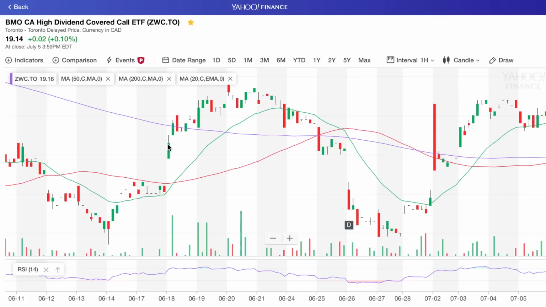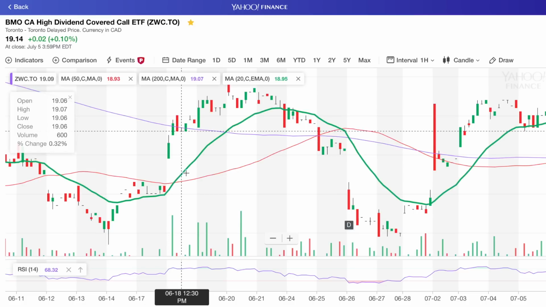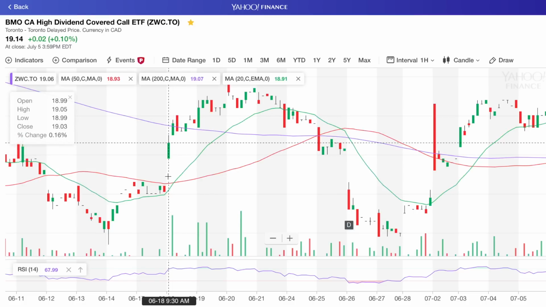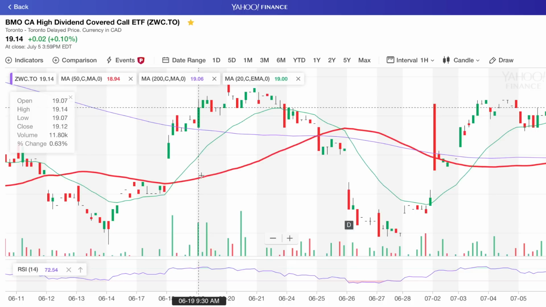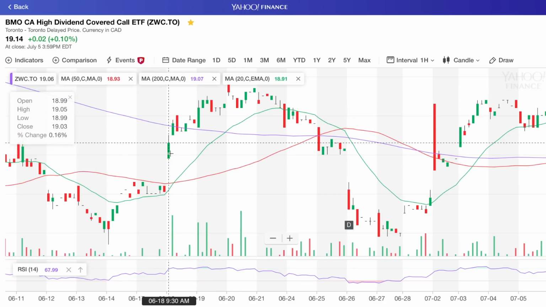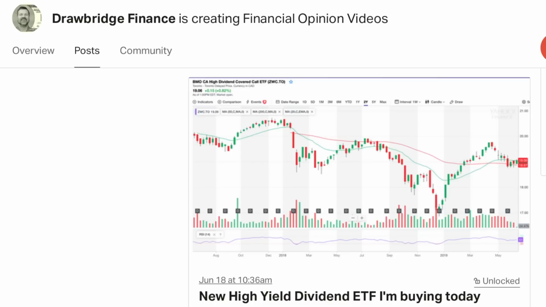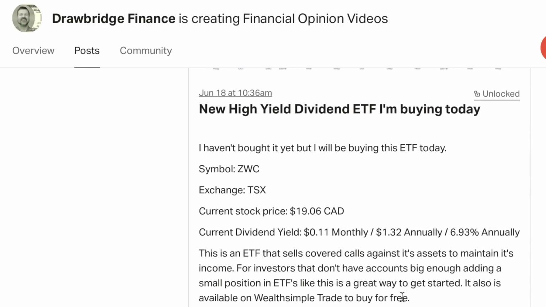Now, I put out a post to my patrons saying that I was going to buy the ETF later in the day, right during this first candle of the day. If we look at this chart, this white bar represents the trading day of June 18th, and the gray bar is June 19th. On June 18th, I put out a post, and we can see it here on my Patreon account. I showed the chart, and I said, June 18th, 10:36 in the morning, new high yield dividend ETF I'm buying today. I haven't bought it yet, but I will be buying this ETF today.